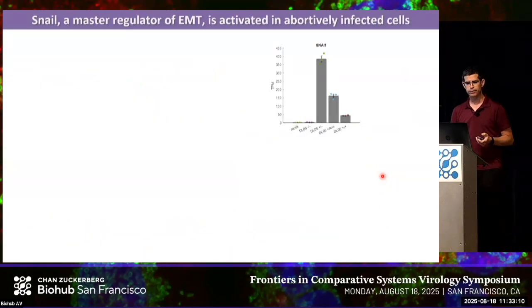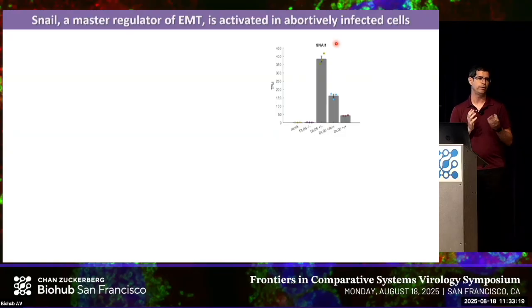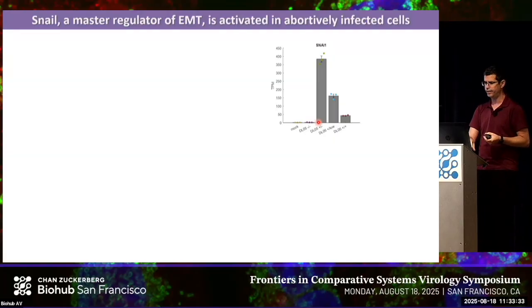Okay, the last piece of data I'm going to show you is about a dependency factor, or a presumed dependency factor. This is, again, from the RNA sequencing, and this is snail. It's a master regulator of epithelial to mesenchymal transition. It's not expressed in uninfected keratinocytes. It's not expressed in these very early abortive cells, but it goes through the roof in these early abortive infections, the cells that express the early protein and not the late, and then it goes down in the higher groups.